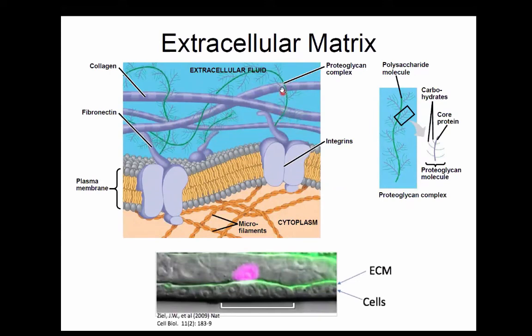These green things are called proteoglycan complex. Now the proteoglycan complex has a long polysaccharide to which a protein chain is attached. Okay, so this is called the proteoglycan structure. There is a core protein, and then there are these carbohydrates also sticking out.